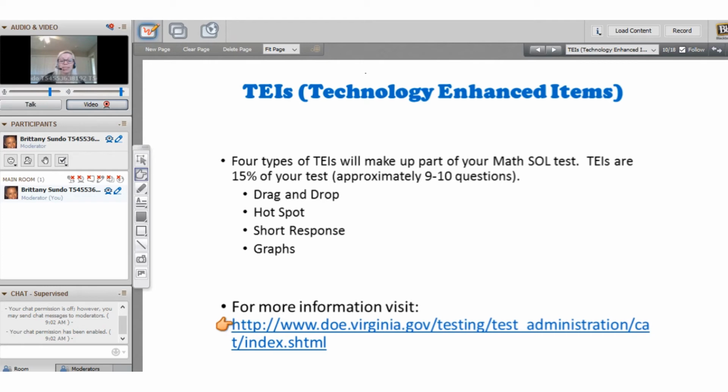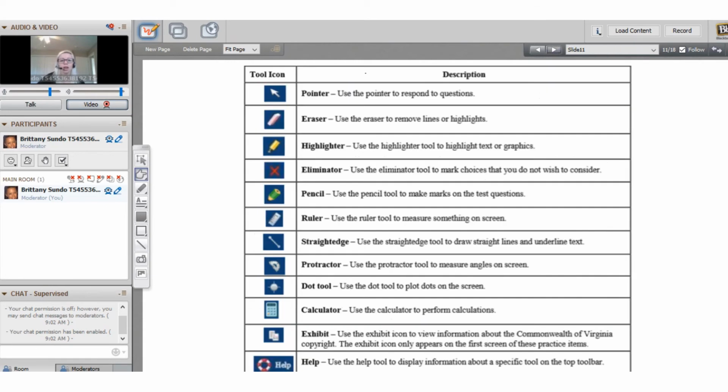I will link this in your Padlet so that the link is live and you can click on it to explore that website. When you log in to take your SOL on your computer, you will be provided a list of tools that look like these.